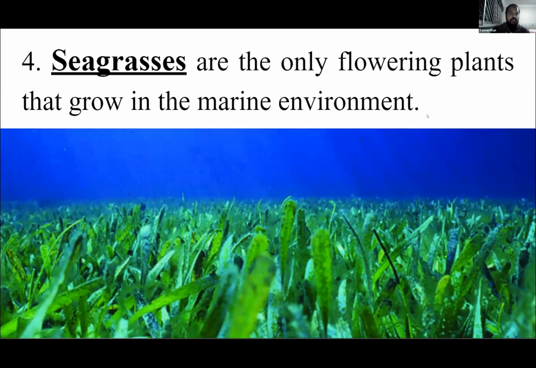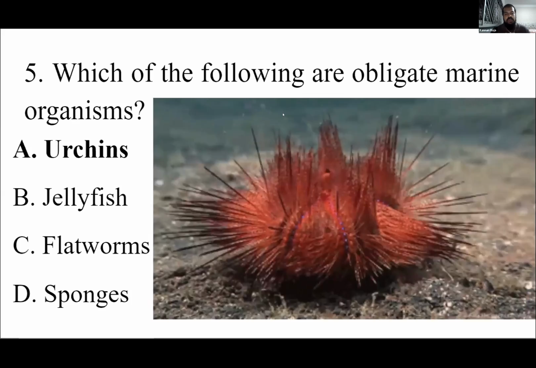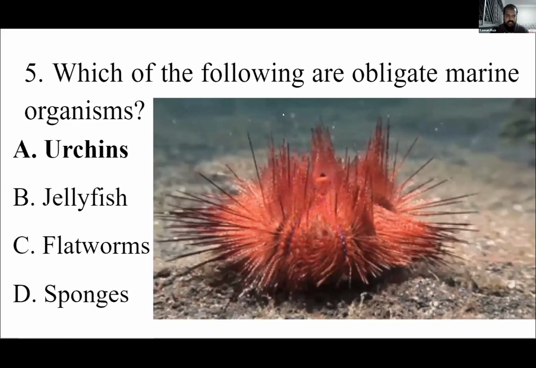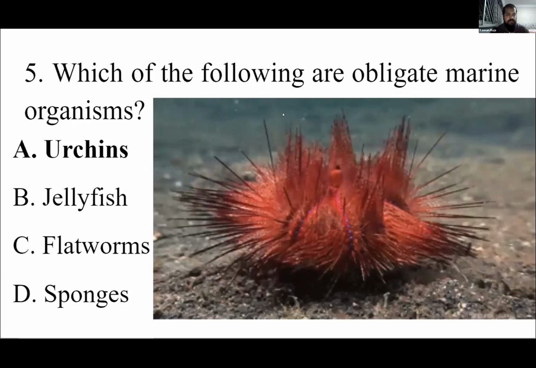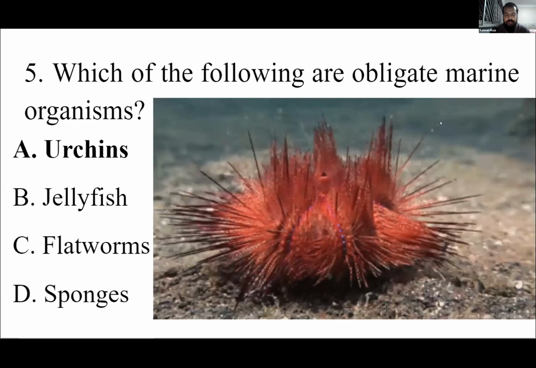Five, urchins are the only obligate marine organisms. Urchins are the only ones on this list who can be found only in seawater and not in freshwater. Of course, you get freshwater jellies, you get flatworms in freshwater and on land, and you get sponges in freshwater. And fun fact, urchins, or the entire phylum, echinoderms, are the only ones that have no freshwater or terrestrial representatives. And let's move on to the bonus round.